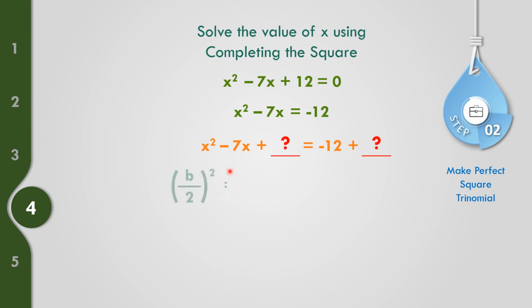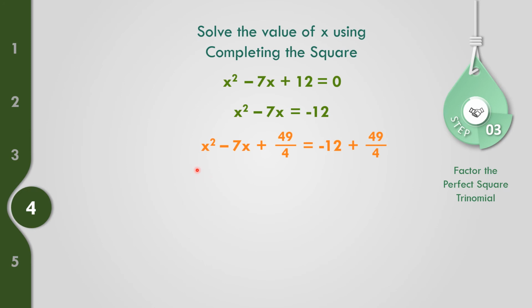So we need to get the value of b. The value of b is equal to negative 7 divided by 2. Negative 7 cannot be divided by 2, so let us multiply numerator and denominator. Negative 7 times negative 7 is positive 49. 2 times 2 is equal to 4. So the number to be added on both sides is equal to 49 over 4. So step 3, factor the perfect square trinomial.